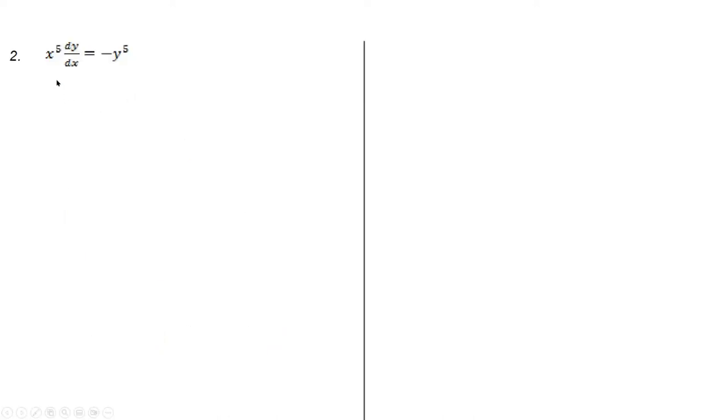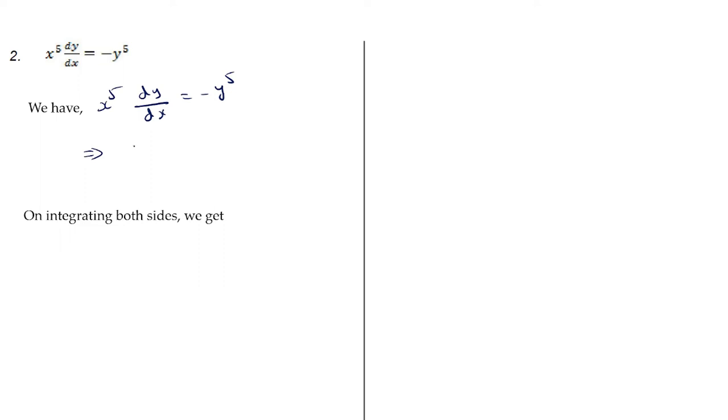Moving on to the next question, x raised to 5 dy by dx equal to minus y raised to 5. Again, we have to separate the variables. Here we have x raised to 5 dy by dx equal to minus y raised to 5. Or we get minus dy by y raised to 5 equal to dx by x raised to 5.